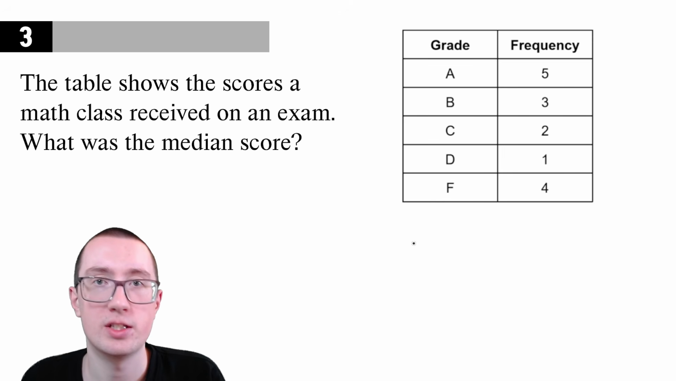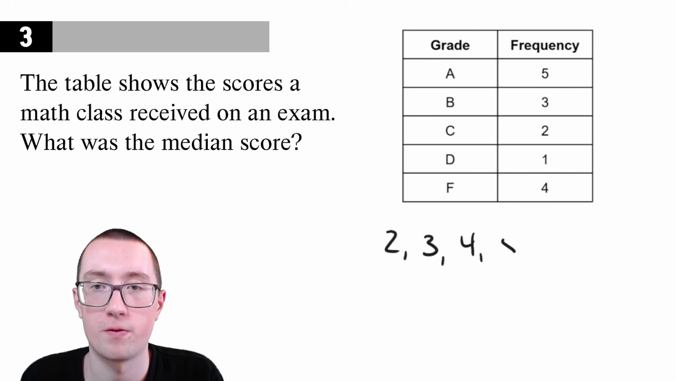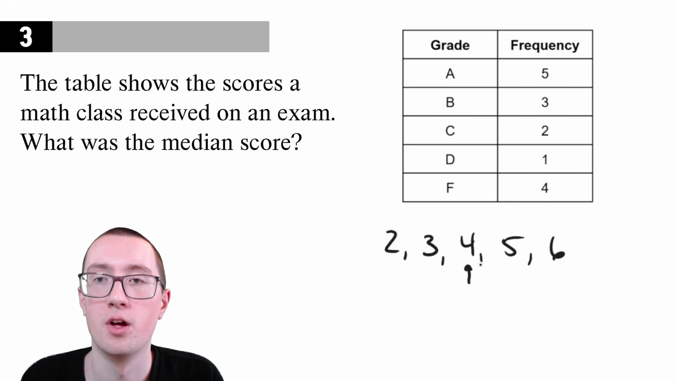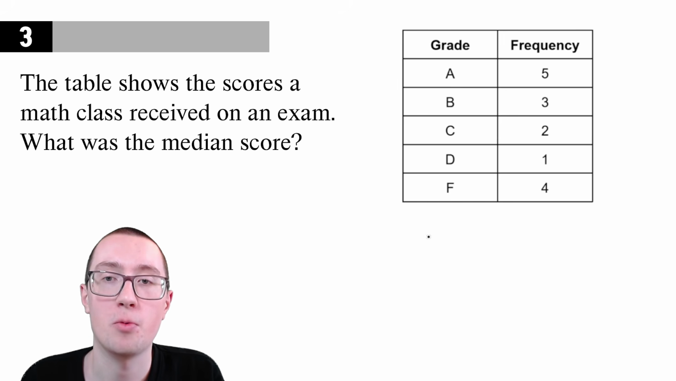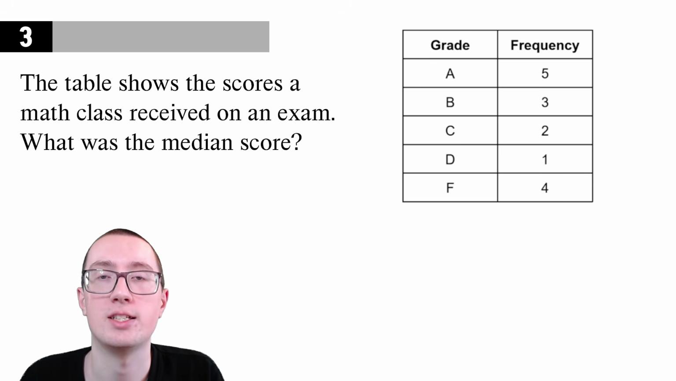Now, if we had a list of numbers, that would be much easier. Like if we had 2, 3, 4, 5, and 6, then the median would be 4 because it's right in the middle. But in this case, we actually have a table with frequencies. But this would be much easier if we just took this table and turned it into a list. So remember that frequency is just how many times it happened.